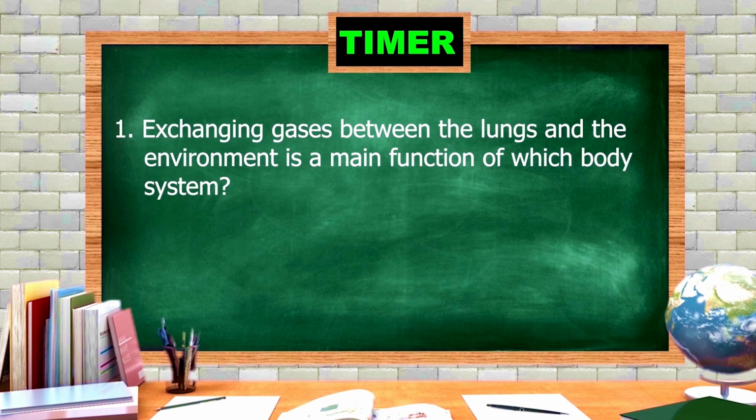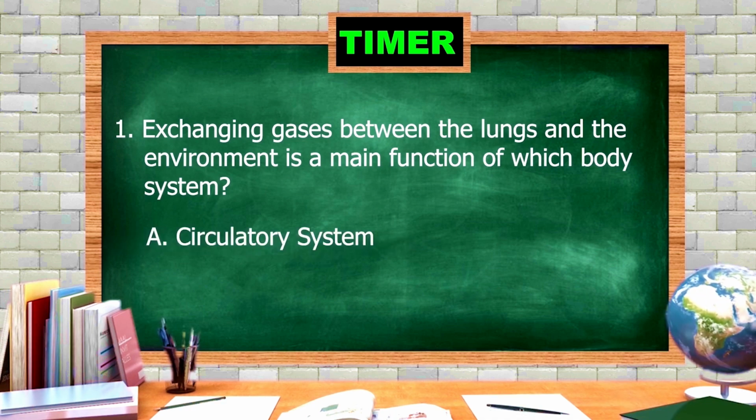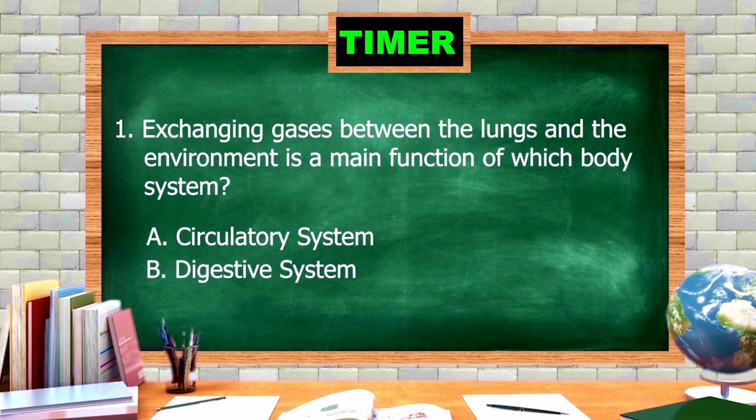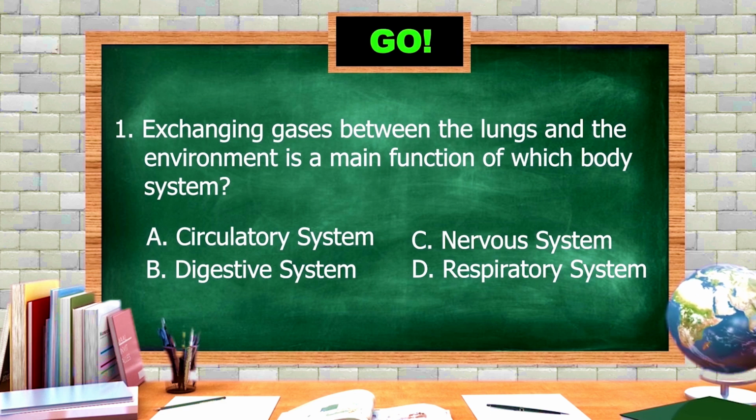Number 1. Exchanging gases between the lungs and the environment is a main function of which body system? A. Circulatory system. B. Digestive system. C. Nervous system. D. Respiratory system.